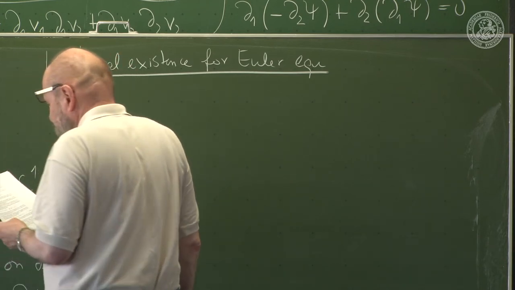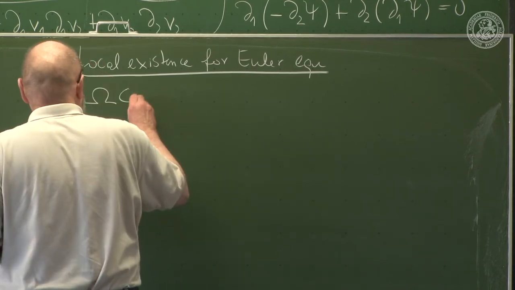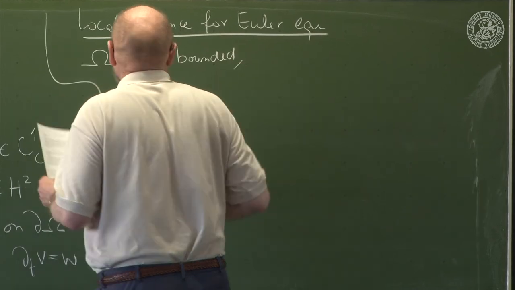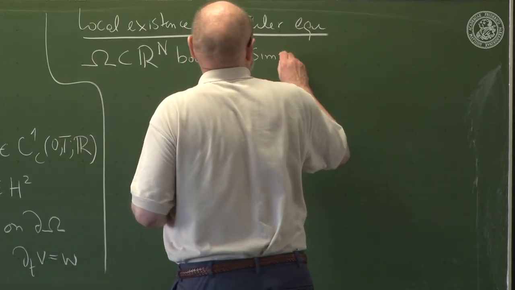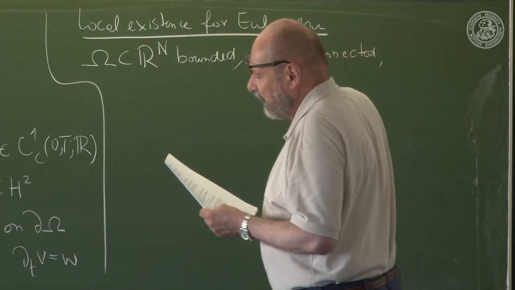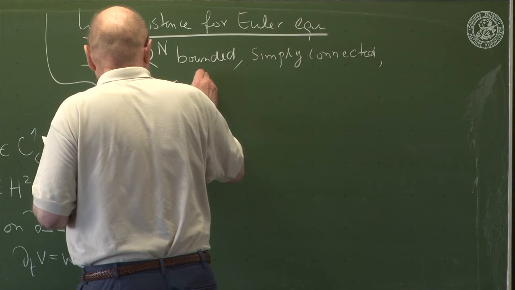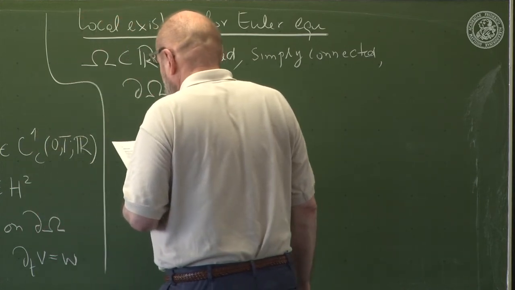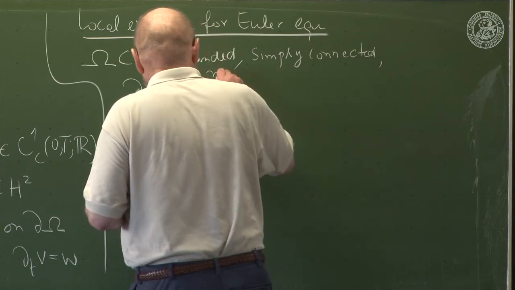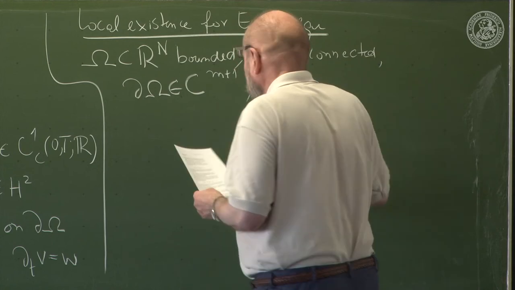Drawback, okay, here it comes. For some reason now it's here in the assumption: the omega is not only bounded but simply connected. So maybe I was not so wrong in adding this there. And now we need quite some regularity for the boundary. That is the drawback. We need a boundary which is at least C4. Actually, we have m plus 1, and m is greater or equal to 3.